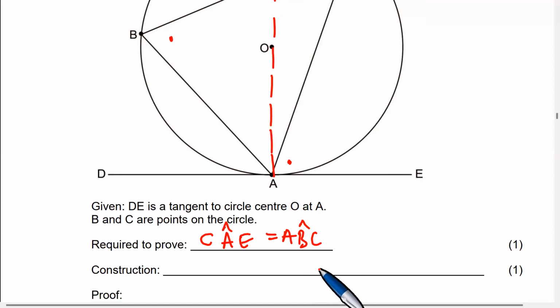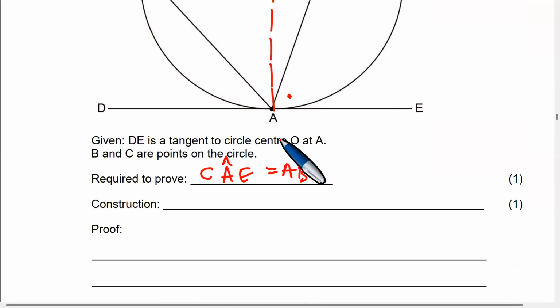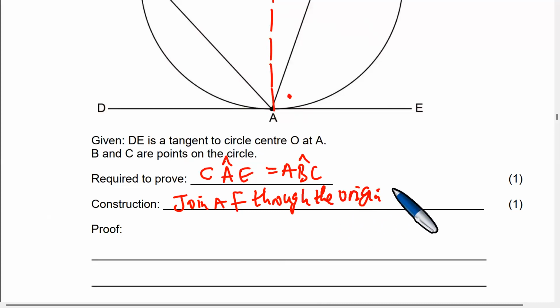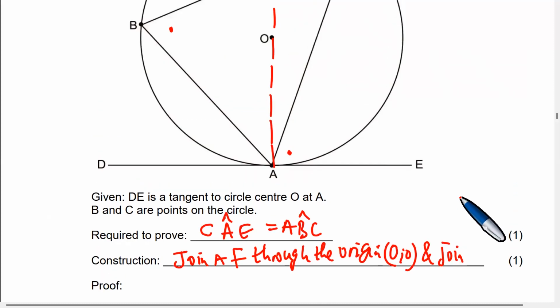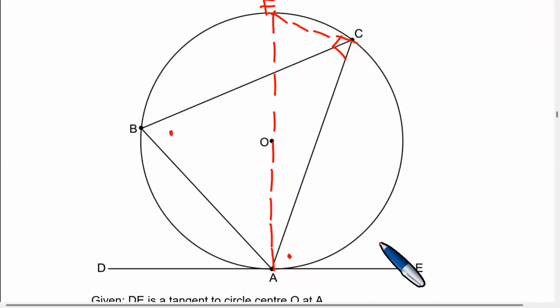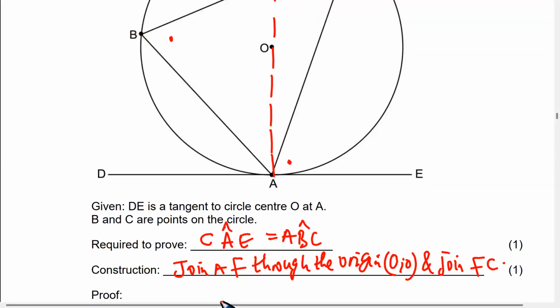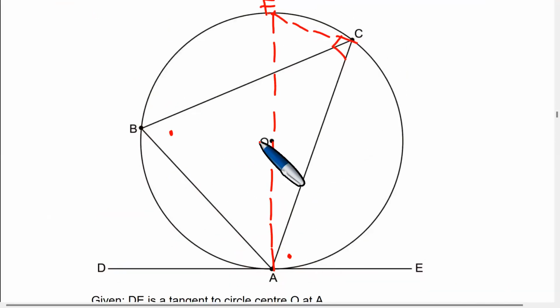So we do a construction. To do a construction, you join AF through the origin. And join. Now you proceed to join FC. Right, so here comes the proof of this tangent-chord theorem. We're proving the tangent-chord theorem here. So which means that we can see that OAC plus CAE, these two angles, so this one and this one, if you add them, we get actually 90 degrees.